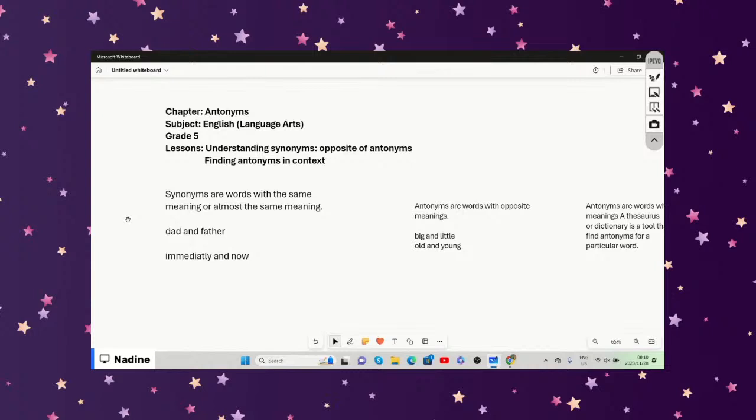If we also look at other words that have the same or almost the same meaning, then it is immediately and now, right? If you say that you want something immediately or you want to do something immediately, then it's the same as saying that I want to do it now or I want it now, right? So immediately and now are also words with similar meaning to one another. Because you can either use the word immediately or you can use the word now.